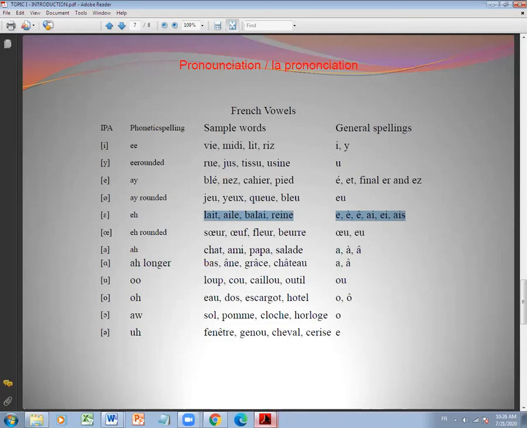Touriste japonais. Yes, we also did the combination. You see the general spelling. What have I highlighted? You see all these are pronounced the same. All of them are A. So try to read those. Try to read what I have highlighted. Okay. The sample words.